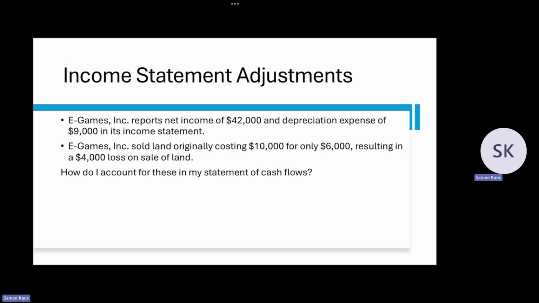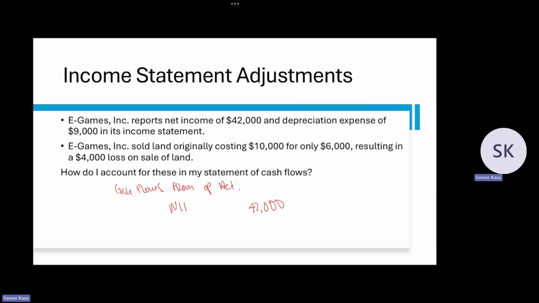So for my income statement adjustments, we report net income of $42,000. So that's what I'm going to start with. And I'm going to do cash flows from operating activities, and I'm going to start with my net income of 42.